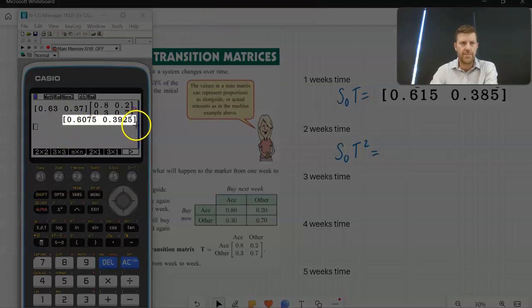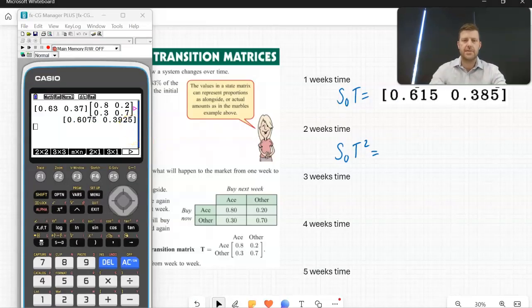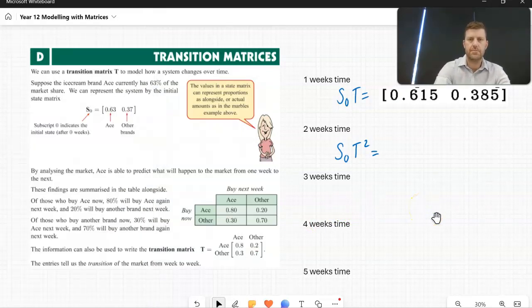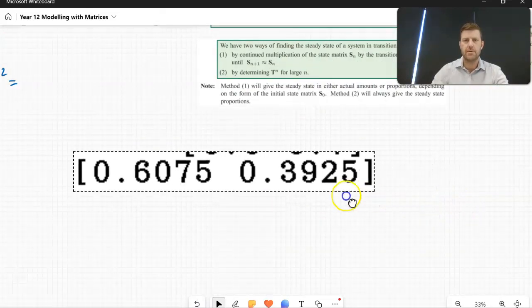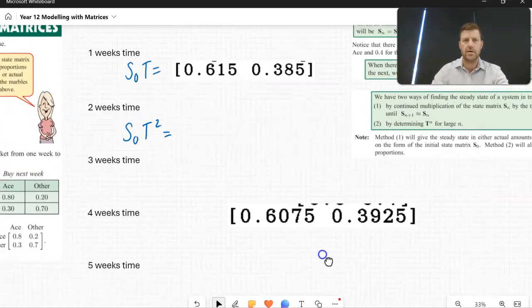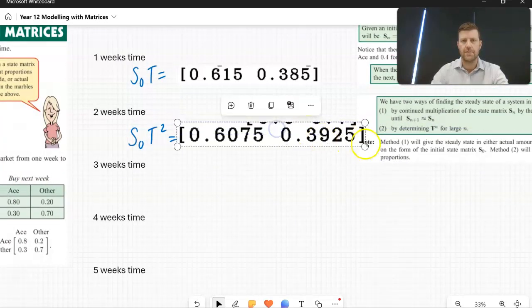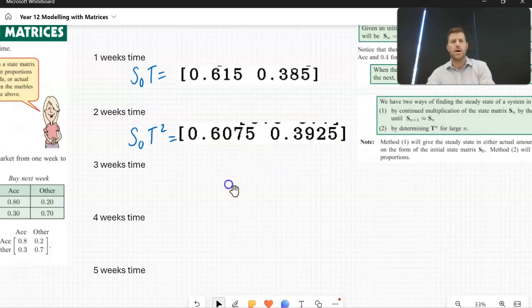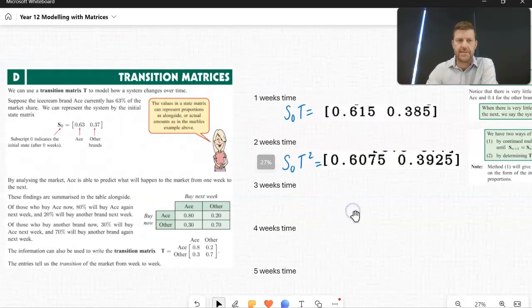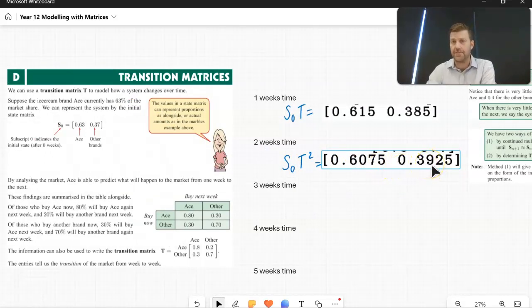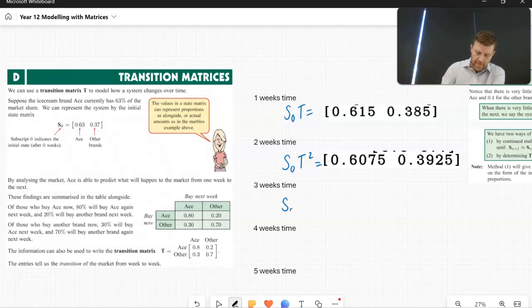So you can see there, in this instance, that now the market for Ace has decreased further to 60.75, and the market for other brands has increased further to 39.25%.